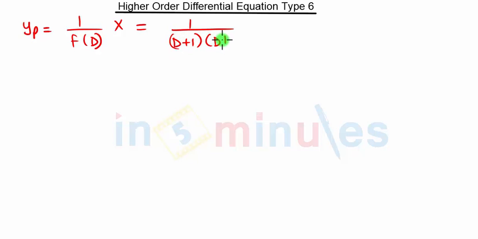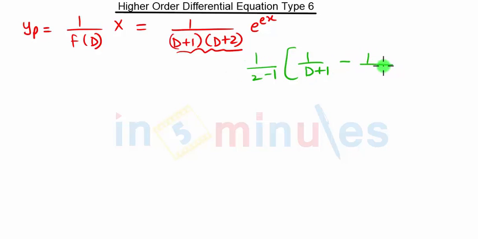Now we will find yp. The general formula for yp is 1 upon f(D) into X. f(D) we have simplified as (D plus 1) into (D plus 2), and X is e raised to x. In the previous problem, we have multiplication in the denominator, and we split it into addition terms like this, and we solved our problem. But now we are not going to split this term. There is another method in which we can solve.